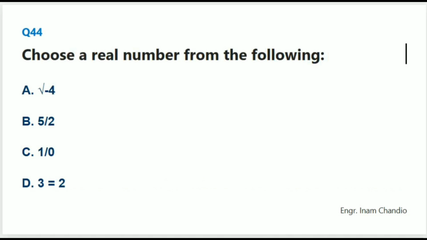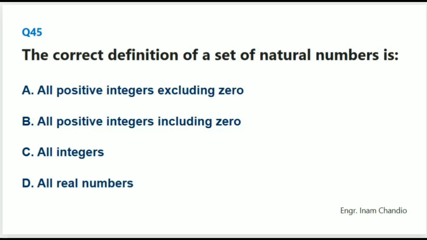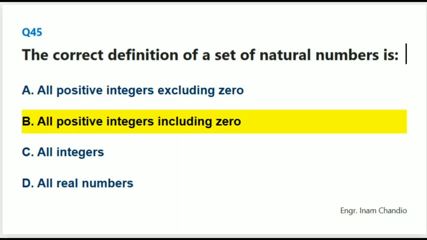Choose a real number from the following. The correct answer is B. 5 halves. The correct definition of a set of natural numbers is. The correct answer is B. All positive integers including 0.